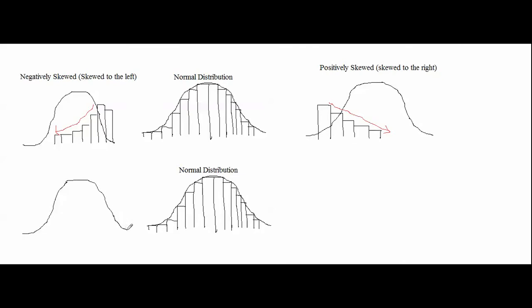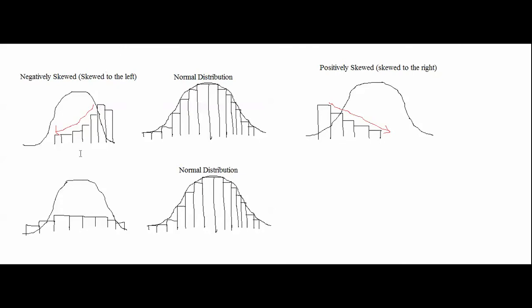Let's imagine a type of graph that's flattened out, kind of like a pancake, where maybe it's not perfectly flat, but it's more flattened out than a normal distribution is. Something like this. So we have a graph that's flattened out like this, and it peaks lower than the normal distribution.